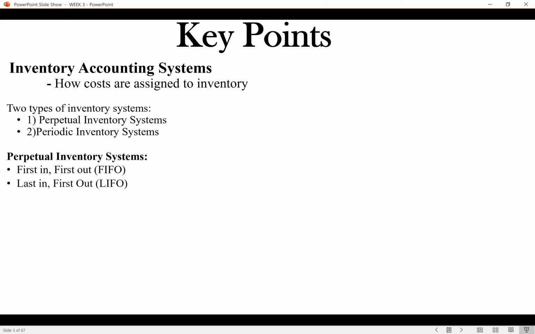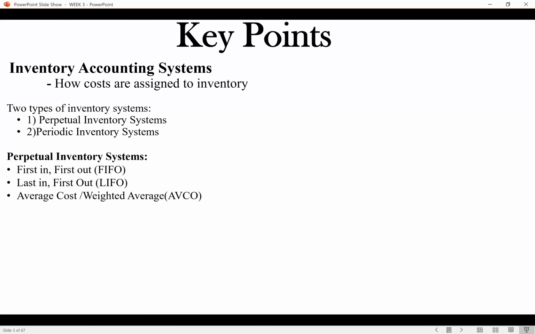The next method is LIFO, which stands for last in, first out. This is actually the opposite of first in, first out, the FIFO. The last set of goods that you acquire is the first set of goods that you sell, right?